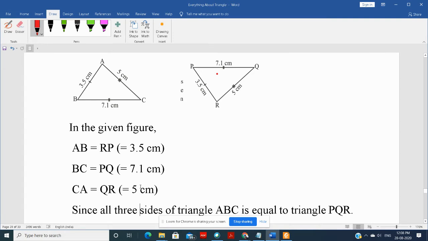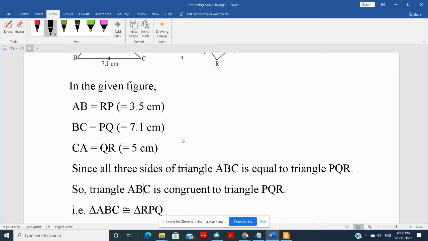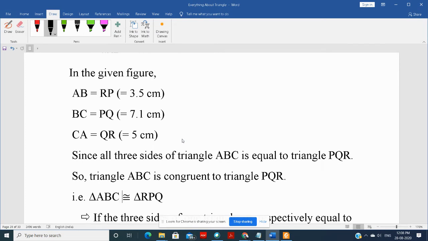Now, since all these three sides of the triangle are equal, we can easily say that these two triangles are congruent with SSS, that is side, side, side criteria. So, triangle ABC is congruent to triangle PQR, but we have given it a name like this, so we will read it as ABC is congruent to RPQ.